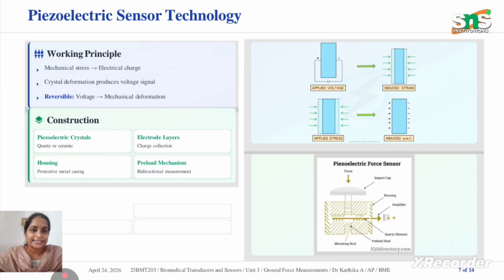See the piezoelectric sensor technology. The working principle is that mechanical stress is converted into electrical charge. The crystal deformation produces a voltage signal. It is reversible: voltage to mechanical deformation. The construction has piezoelectric crystals, quartz or ceramic, electrode layers, charge collection layers, housing, a protective layer with a metal casing, and a preload mechanism for bidirectional measurement. See the piezoelectric force sensor.